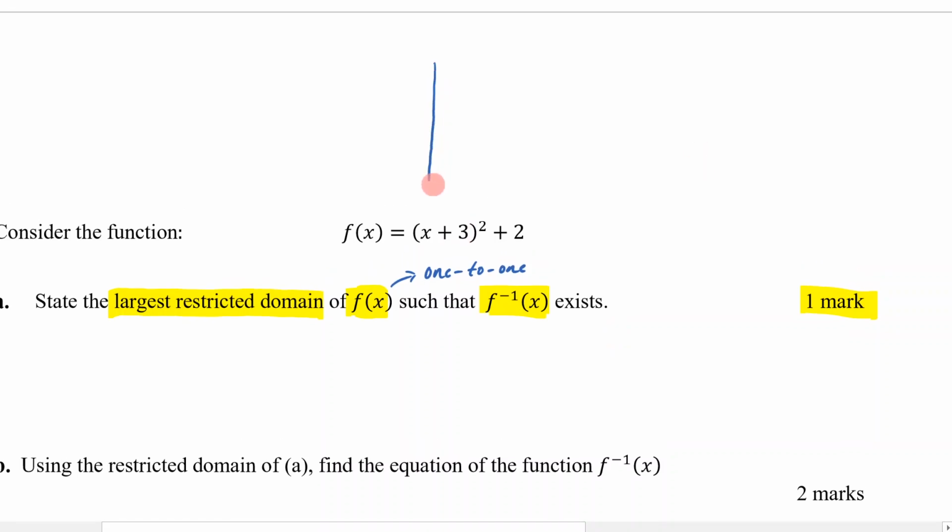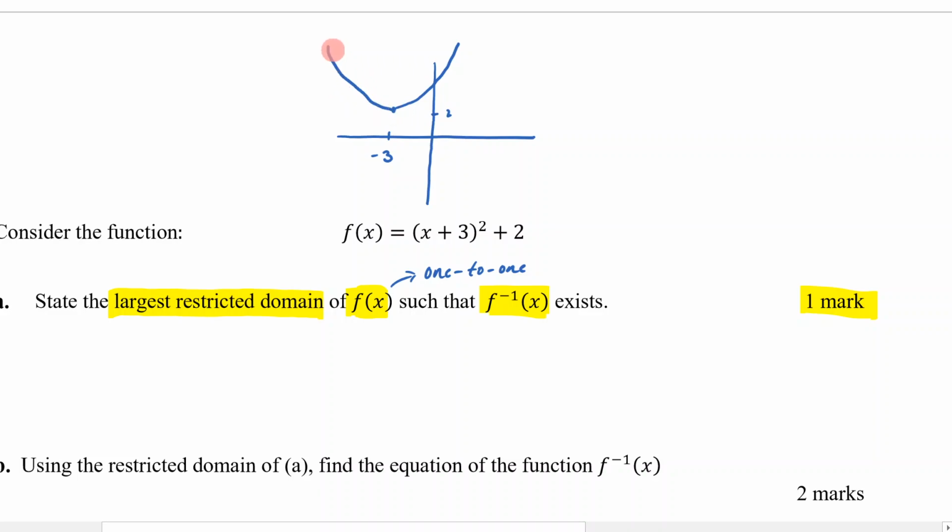To find what this is going to be, I'm going to take my original function and give it a sketch. (x plus 3) squared means I'm going this way, -3. I'm going 2 up. It's going to be here. I've got this part of it, and I've got this part of it. Let me try that again.